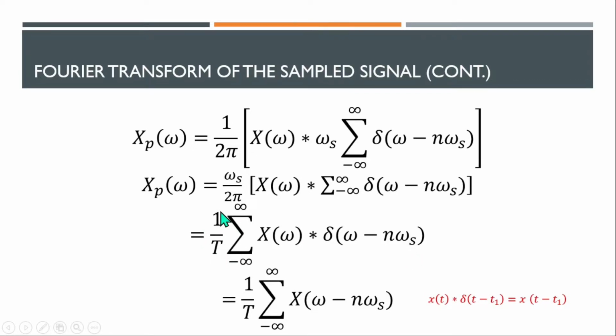Notice here that the term omega sub s over 2 pi is changed to 1 over T. And finally, we have 1 over T times the summation from n equals negative infinity to positive infinity of X of omega minus n times omega sub s.